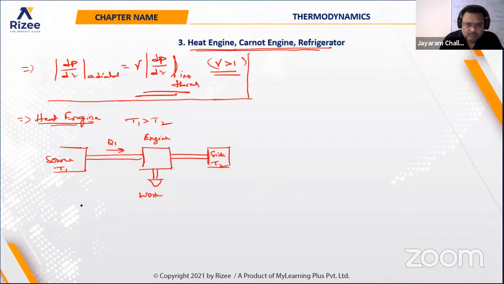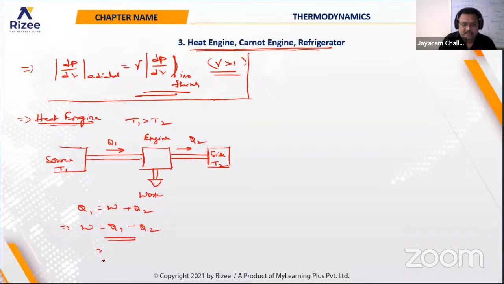According to the total heat supplied, Q1 is being utilized as work done plus Q2. It is nothing but the law of conservation of energy. From this, you can say that work done is equal to Q1 minus Q2. And the efficiency of the heat engine can be written as eta is equal to work done by Q1, that is, work done by heat supplied.